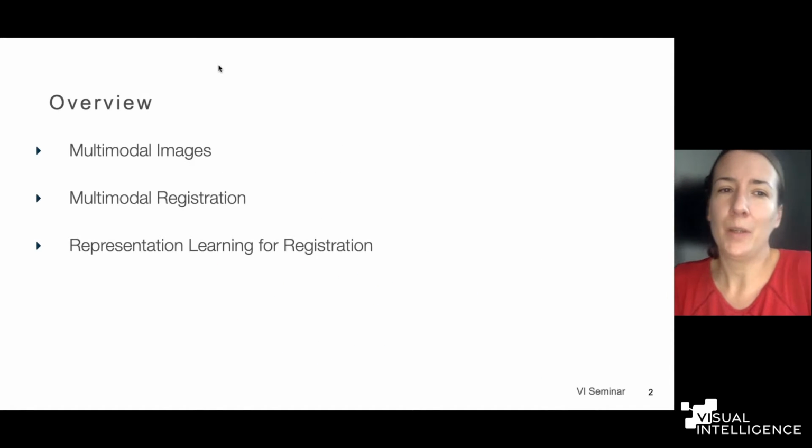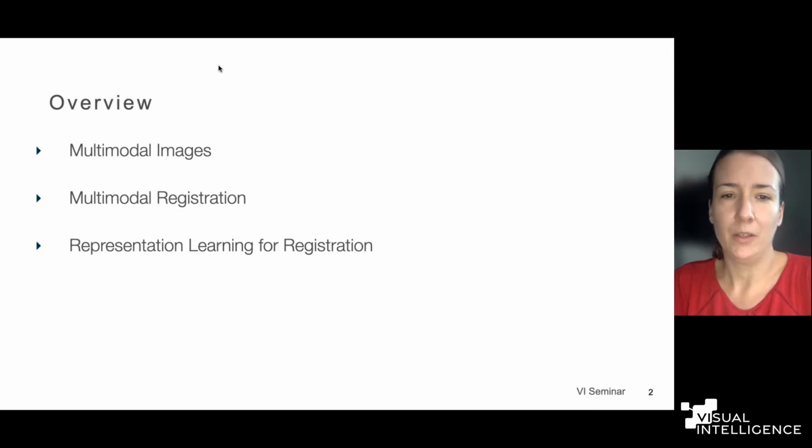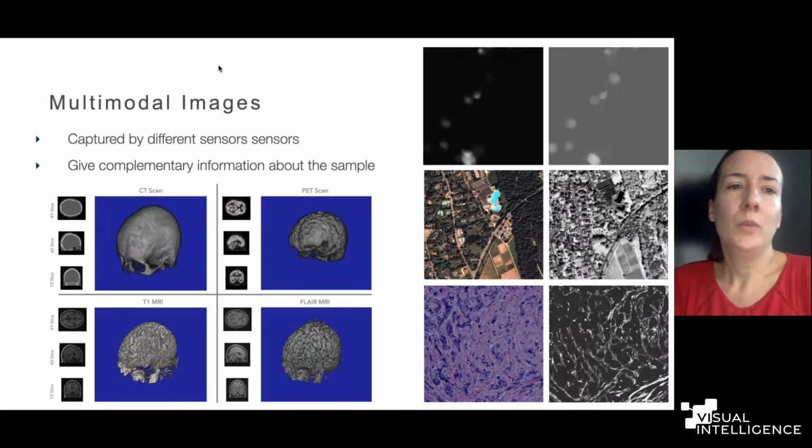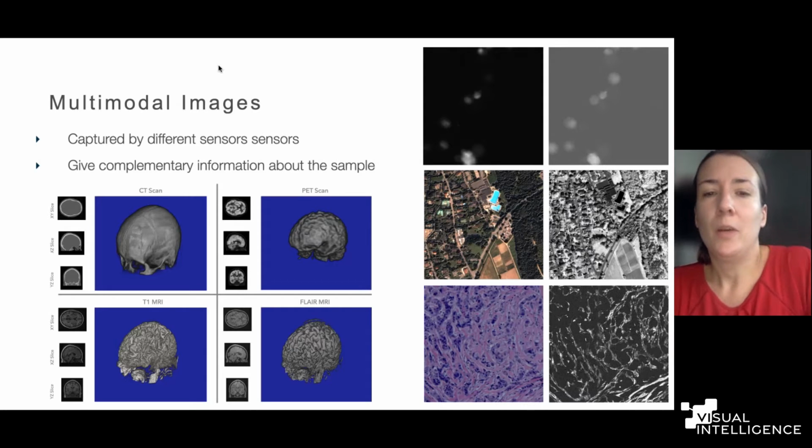So I will first talk about multimodal images in general, and then the registration task of such images, and then how we can use representation learning to actually accomplish registration for such images. So multimodal images in general are images that are captured by different sensors. They give some complementary information about the sample.